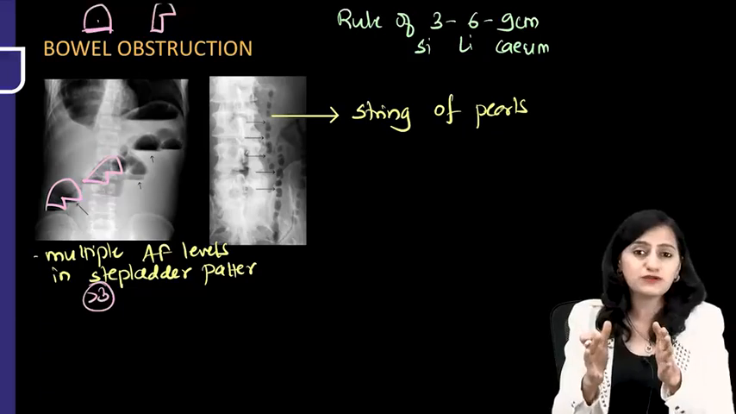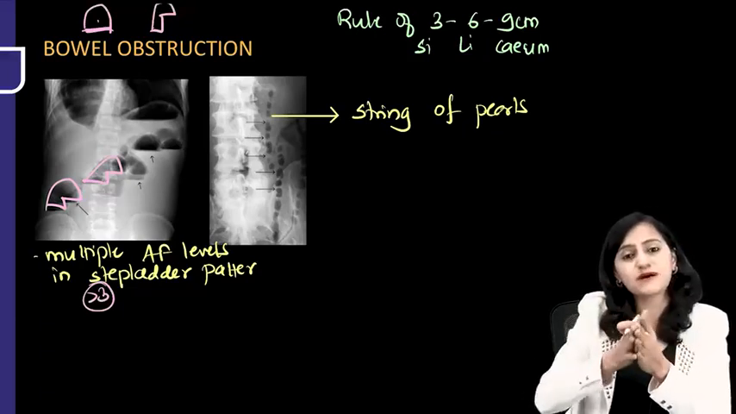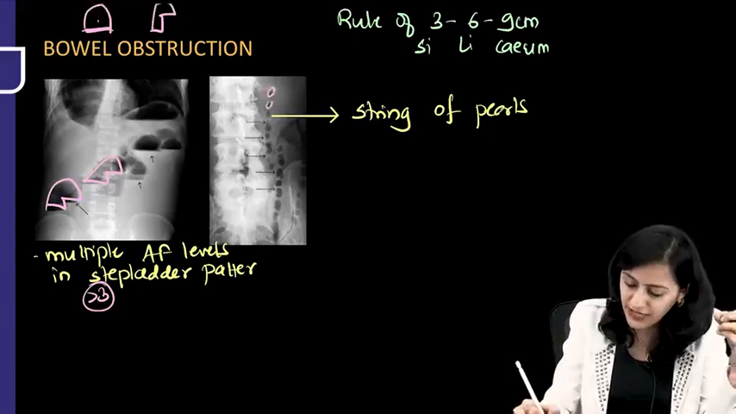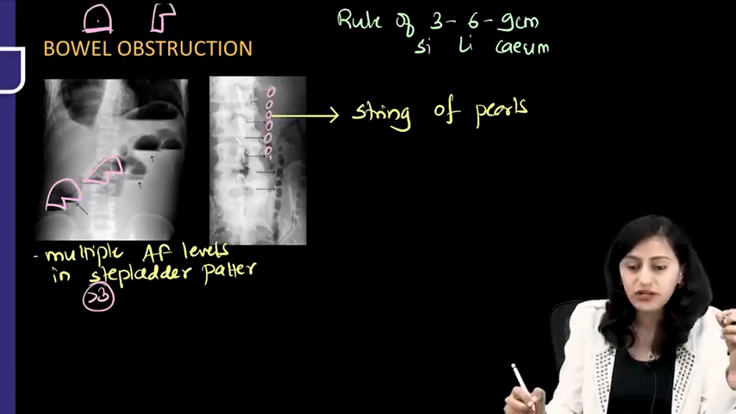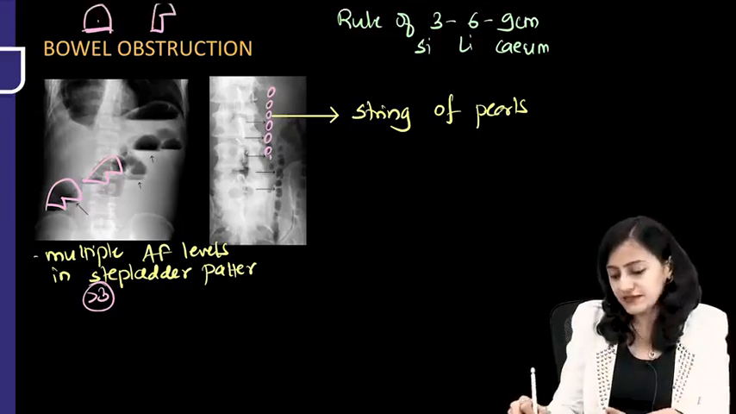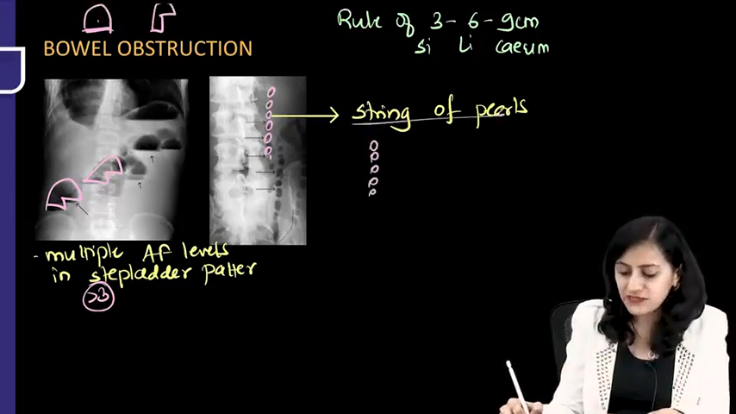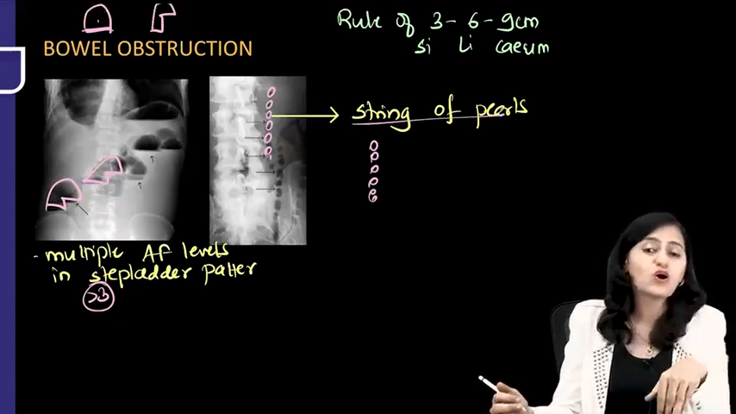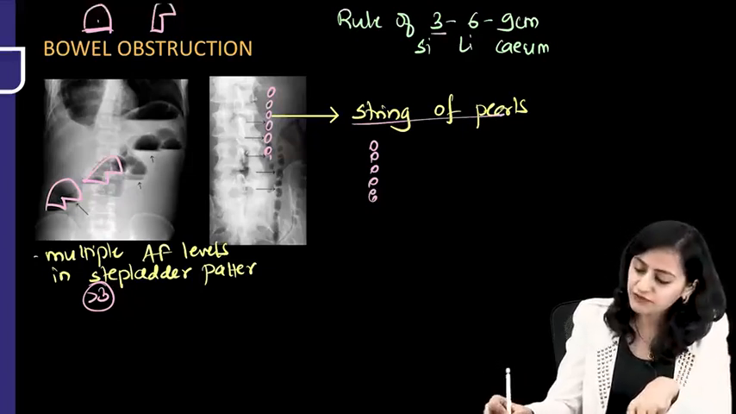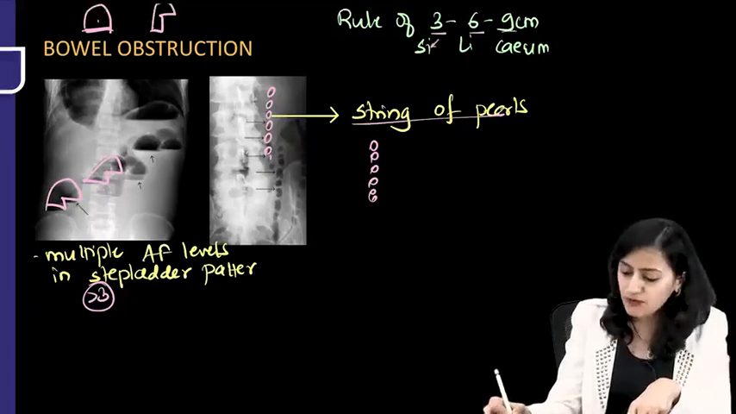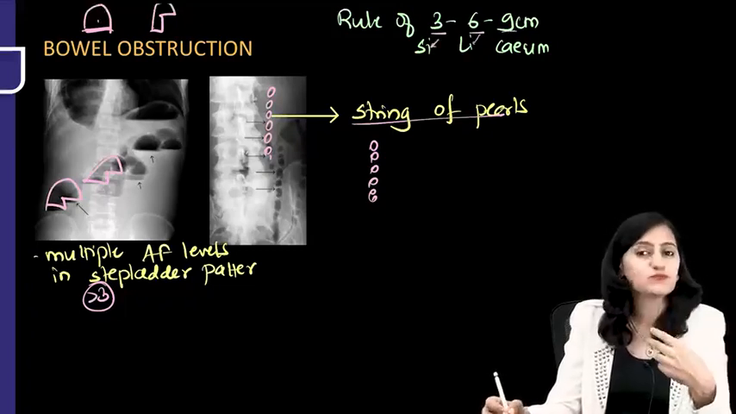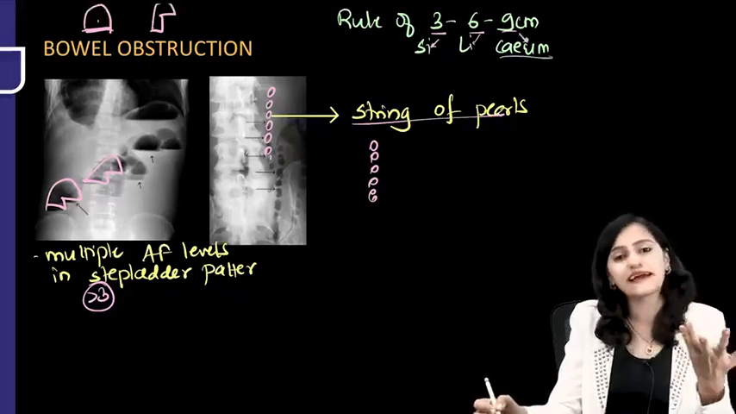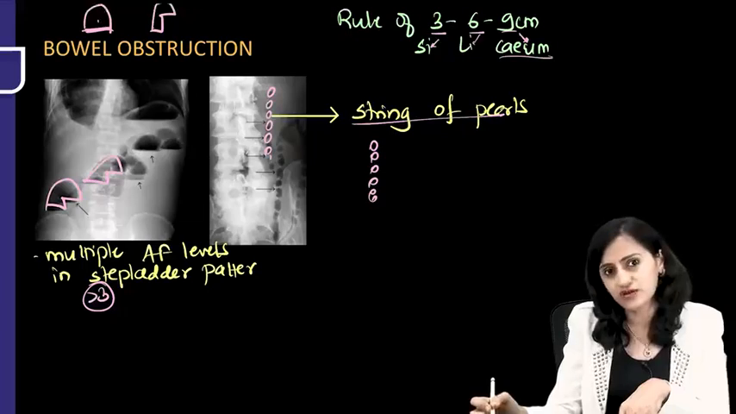The central bowel loops: the fluid in the obstructed bowel pushes the air into the valvulae conniventes. So you get air locules in the valvulae conniventes, one behind the other, that gives the string of pearls sign. What should be the diameter to call it an obstructed bowel? We have the rule of 3, 6, 9. Small bowel more than 3 centimeters, large bowel more than 6 centimeters, and cecum, the most distensible, more than 9 centimeters, then it is called obstructed bowel.